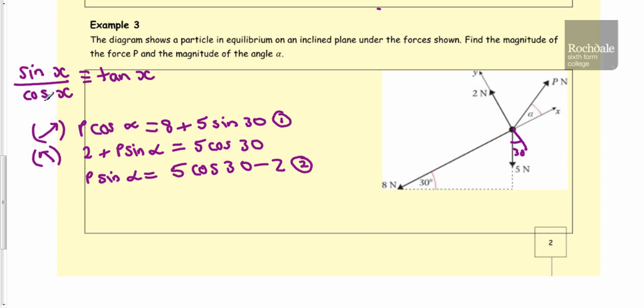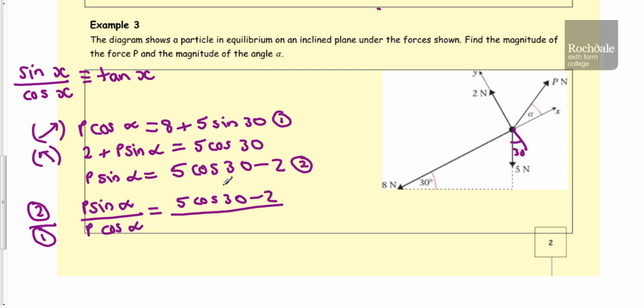Now remember, sine over cos equals tan. So I'm going to look at this sine, look at this cos, and I'm going to do equation 2 divided by equation 1. Now you might be able to spot why I'm doing that. I'll write them out in full so that you can see what's happening. On the left hand side, equation 2 has P sine alpha, and equation 1 has P cos alpha. On the right hand side, equation 2 is 5 cos 30 minus 2, and equation 1 is 8 plus 5 sine of 30.